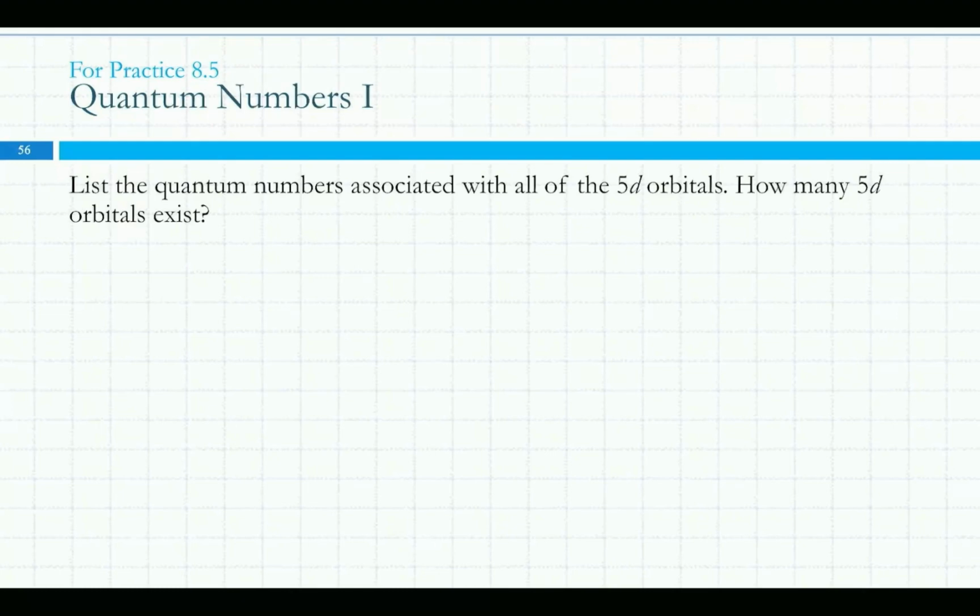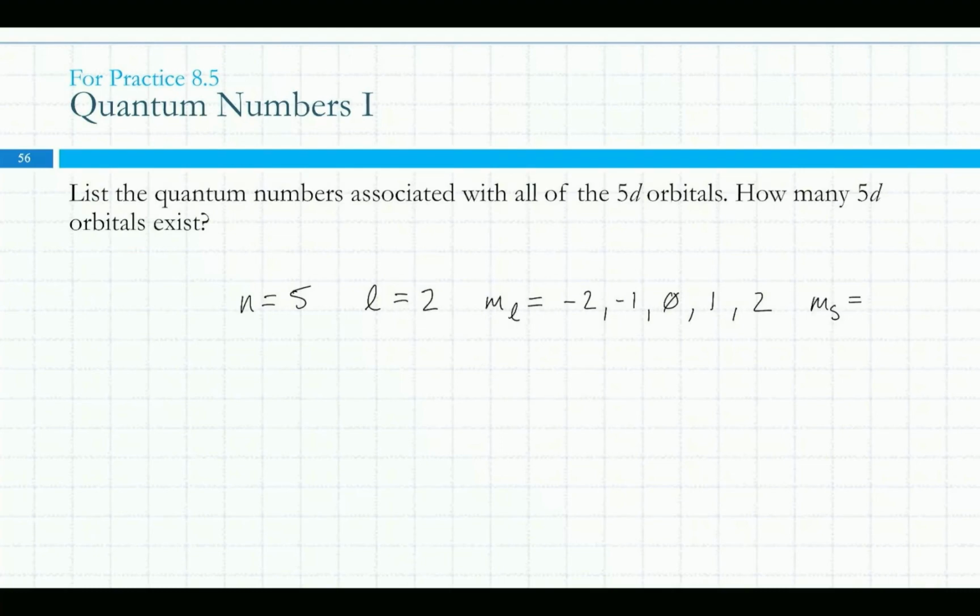All right, so what's my first quantum number? It is 5. So n equals 5. What's the letter of the next quantum number? L. And what would L be here? 2. Then m sub L, what would all the possible numbers be? Negative 2, negative 1, 0, 1, 2. And what about m sub S? Negative 1/2 and positive 1/2.